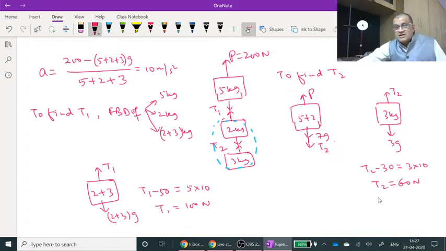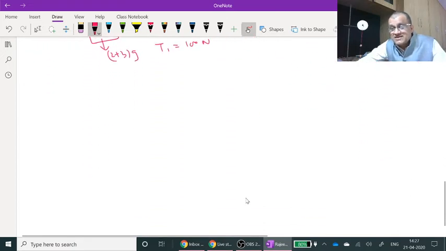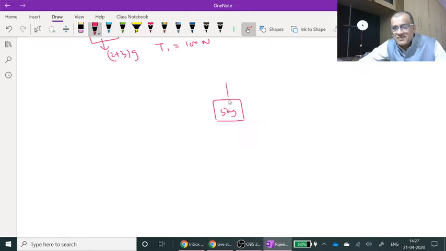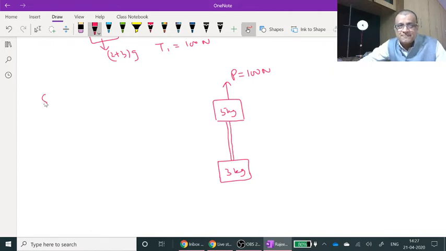Good. So let me modify this question a little bit, just a little bit. Values will not change. There is a 5 kg block. There is a force of 100 Newton. Sounds very familiar. There is a block of 3 kg. Sounds very familiar. And they are joined together by a string having mass. Now, the string is having mass, and let's say that M is 2 kg.